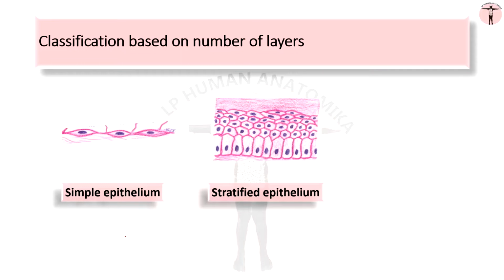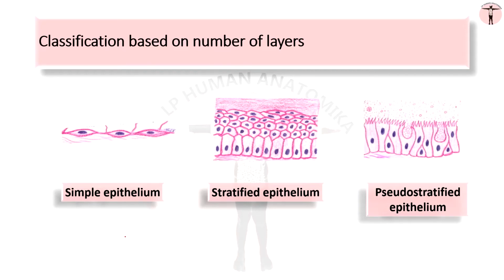And the third type is the pseudostratified epithelium. Here all the cells are resting on the basement membrane. When you observe this picture, all the cells are resting on the basement membrane. But there are two types of cells. One type of cells are short, which do not reach the surface. They end in between. The second group are taller and they reach the surface.